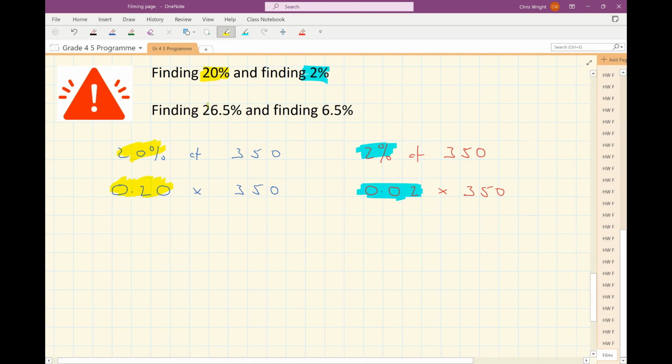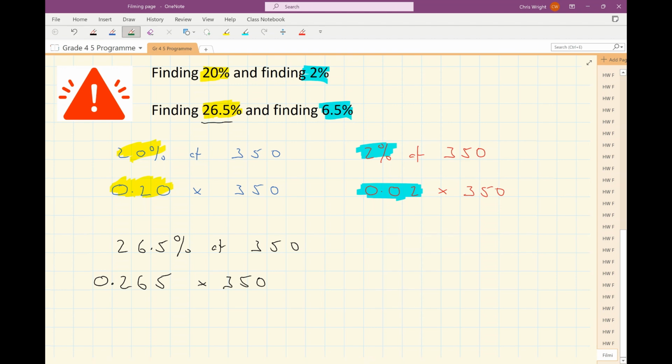Now, the next lookout is to beware of how to find 26.5% or 6.5%. We're going to follow the same process, and once you've seen it once, you'll be fine. So 26.5% of 350, say, is going to be 0.26. Well, that's 26%. So 26.5% is 0.265. And then, of course, you'd multiply that by 350.